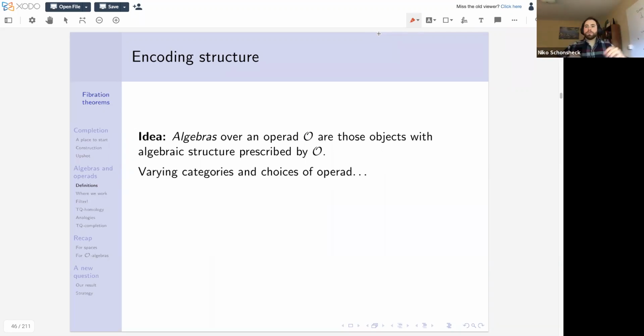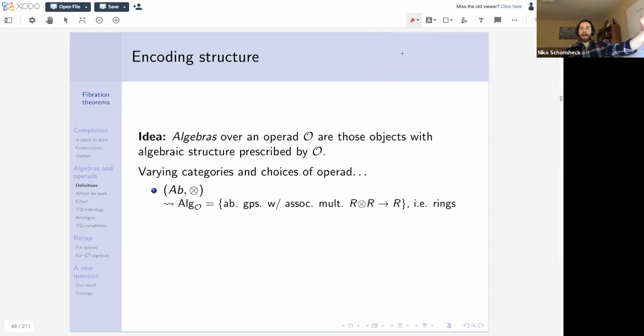If I pick different symmetric monoidal categories and different operads, we can construct the following. If we live in abelian groups and my product is the tensor product, I can choose my operad so that the algebras are precisely those abelian groups with an associative self-multiplication. And those are exactly rings. In this way, the operad is picking out those objects of the category, namely those abelian groups, that have the additional structure of being rings, not just abelian groups.